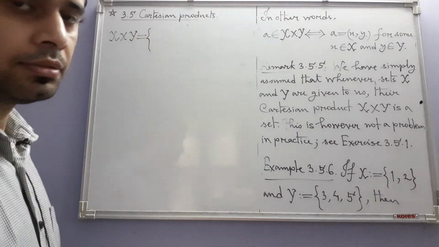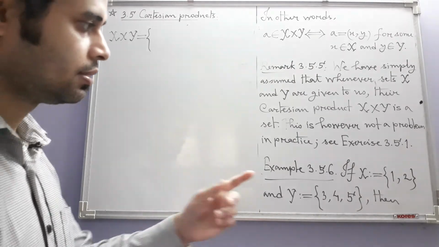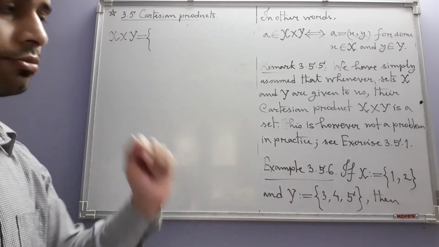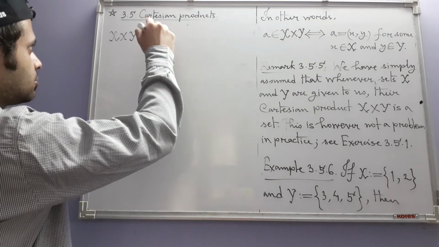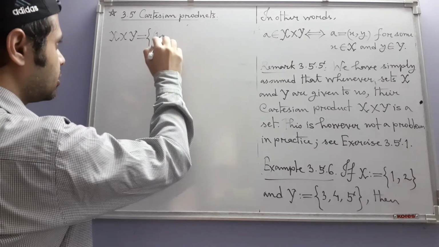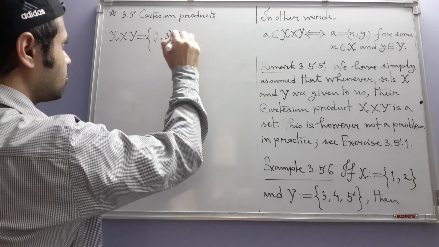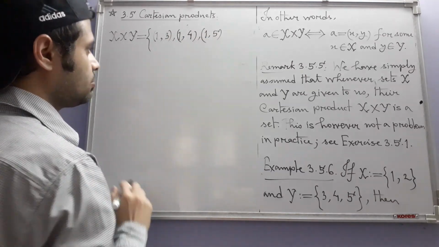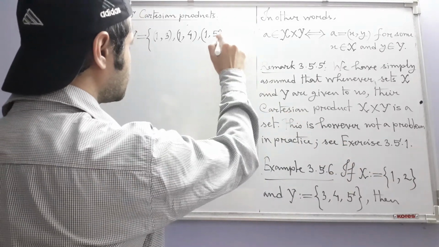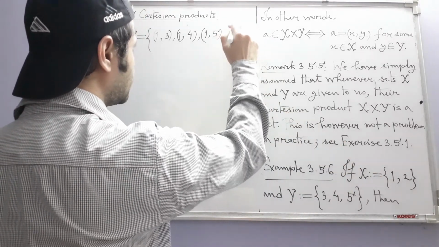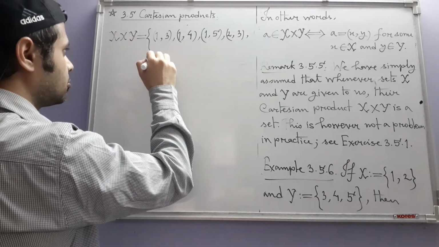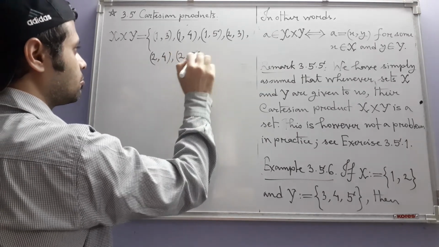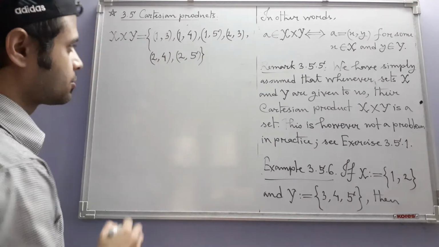In X cross Y, of course, we will have ordered pairs. The first coordinates can be either 1 or 2, the second coordinates can be either 3 or 4 or 5. So if the first coordinate is 1, the second coordinate can be either 3 or 4 or 5. Similarly, if the first coordinate is 2, the second coordinate can be either 3 or 4 or 5. So this is X cross Y.